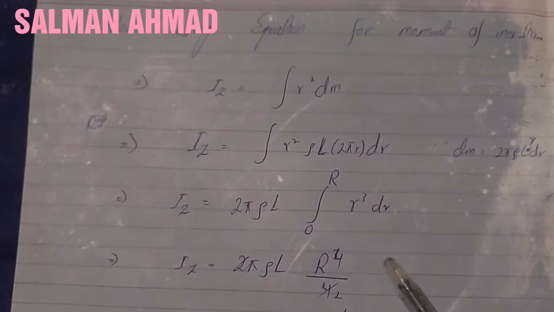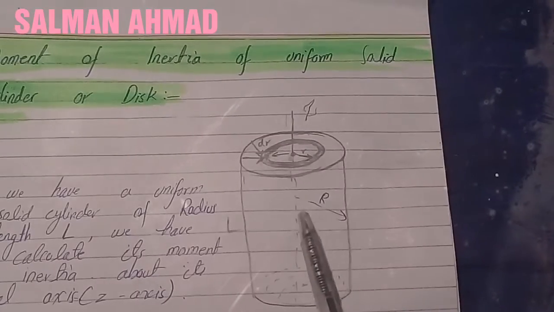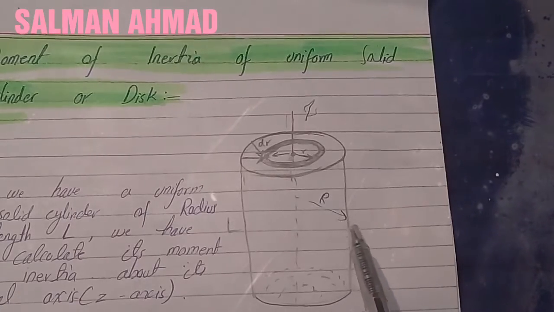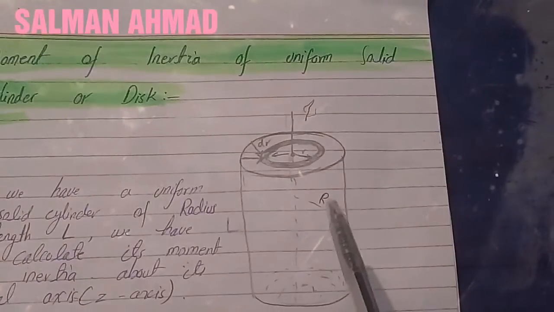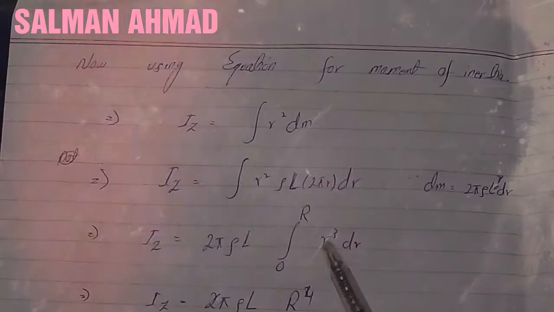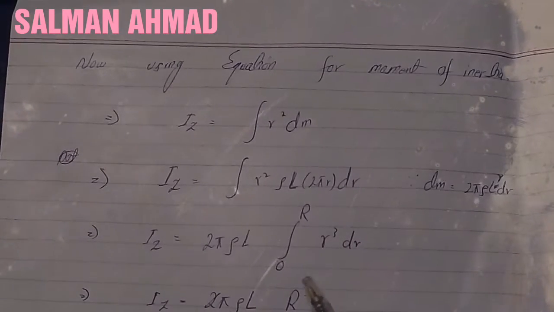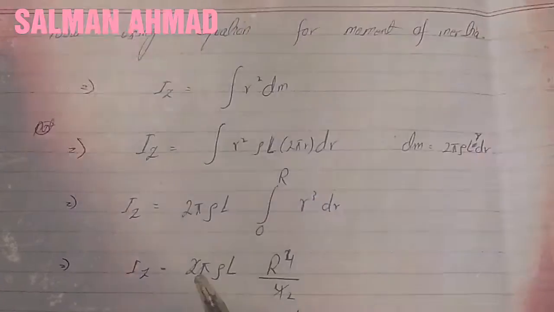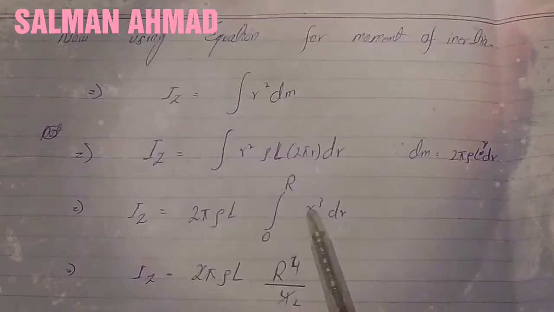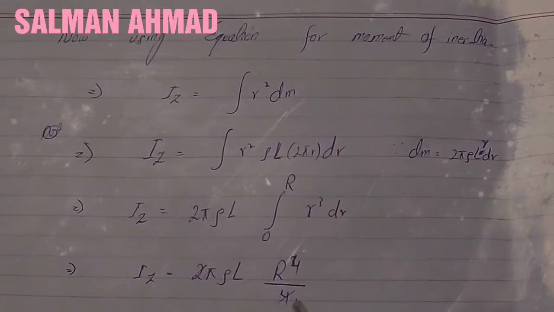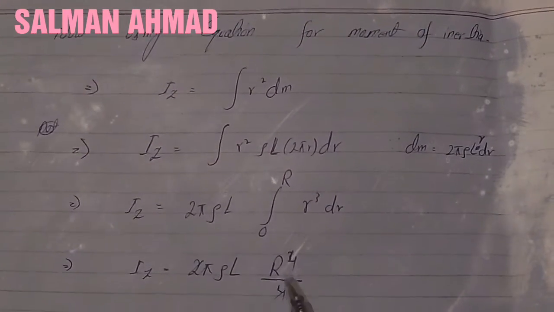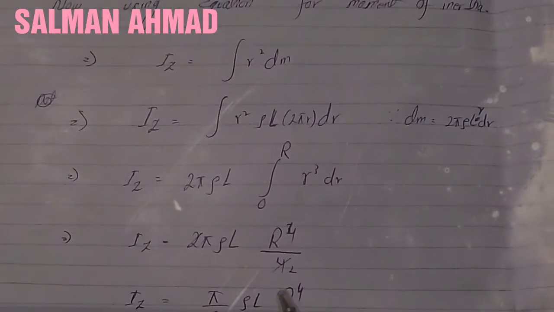As we know from the figure, the limit is from 0 to R. This is 0 and this whole radius is capital R, so our integration limit is from 0 to R. So Iz is equal to 2 pi rho L times the integral of r cube dr, and after integrating this it will become R power 4 divided by 4, after putting the limits.